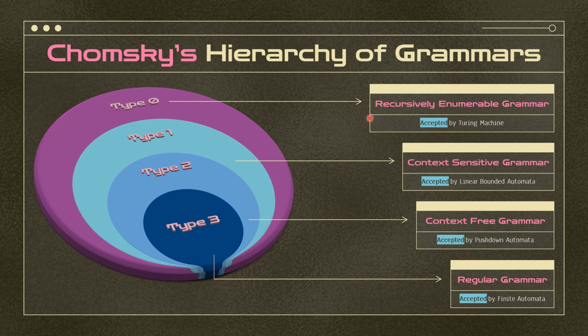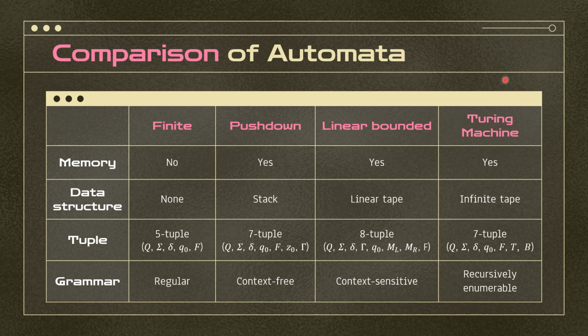Finally, recursively enumerable grammars are a subset of unrestricted grammars that are restricted to generating only those languages that can be recognized by a Turing machine. So this is a comparison of the various automata based on four parameters: presence of memory in the automata, the data structure implemented by each, the tuple representation, and the grammar accepted by each. In our syllabus, we have covered finite automata, push-down automata, and Turing machines. So let's discuss linear bounded automata.